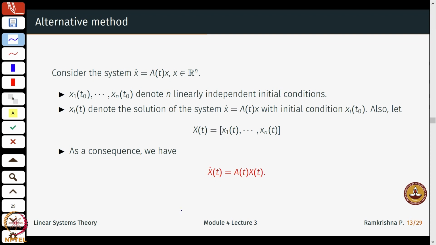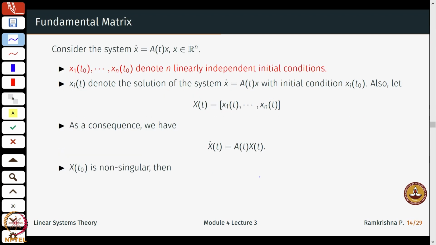Now, a key here is that these n initial conditions, x1 of t naught till xn of t naught, which I choose, must be linearly independent. I will shortly tell you why that is important. Because of that, we now have a matrix differential equation.